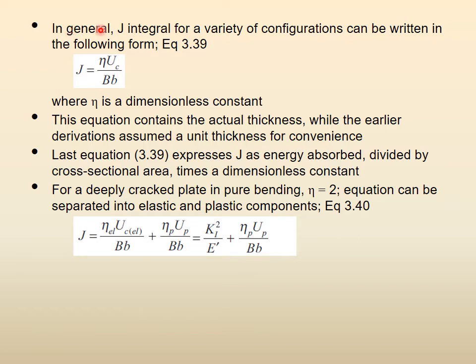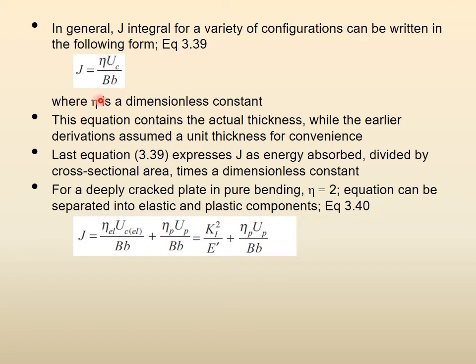In general, the J integral for a variety of configurations can be written in this simple form. J is equal to eta, this is long n, not n, it is eta, U C upon B. Remember, earlier we were using only small b, because this capital B, the thickness, we were assuming to be 1. But in reality, the thickness is there. If you want to find it per unit area, where the thickness is 1 centimeter or whatever, then this B will go away. Otherwise, it is capital B into small b.